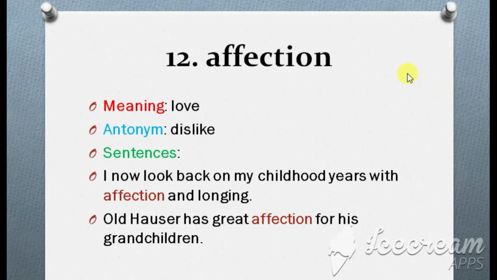Word number 12, affection. It means love and opposite is dislike. Sentence number 1 with the word affection. I now look back on my childhood years with affection and longing. Sentence number 2 with the word affection. Old Hauser has great affection for his grandchildren.